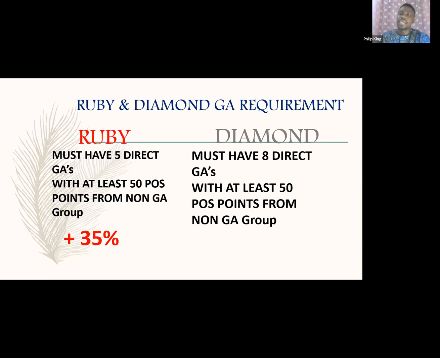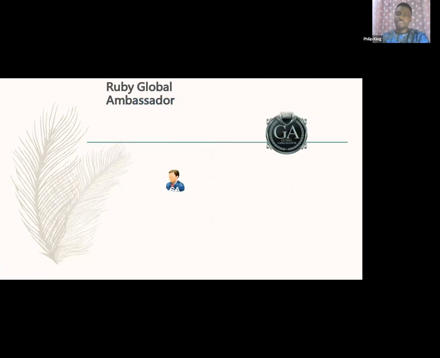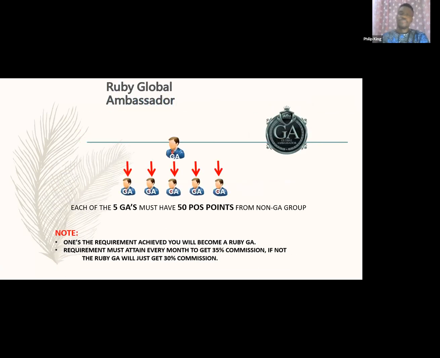Now, Diamond is 8 directs. For you to be recognized as a Diamond Global Ambassador, 8 of your directs should be Global Ambassador Prime. 8 of your directs. So you see why you should not joke with your referral bonuses. It's not just 4-5. If you are giving it away and you think, oh, it's just 4-5 now, it's just 4-5.